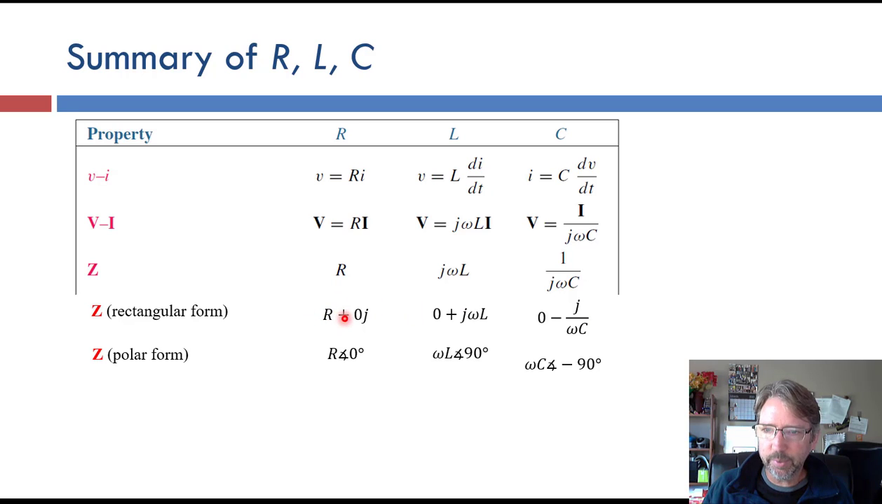Once we have this a plus j times b rectangular form, we can use those equations from the last lecture and find the polar form. Sometimes one form is easier to use than the other. For addition and subtraction, we like rectangular. For multiplication and division and going back to sine waves, we like the polar form. So R with a phase of 0, omega L with a phase of 90, because it's straight up the y-axis, and 1 over omega C with a phase of -90, because it's straight down the y-axis. If you're not sure, use those formulas and calculate these back and forth and make sure you see it.